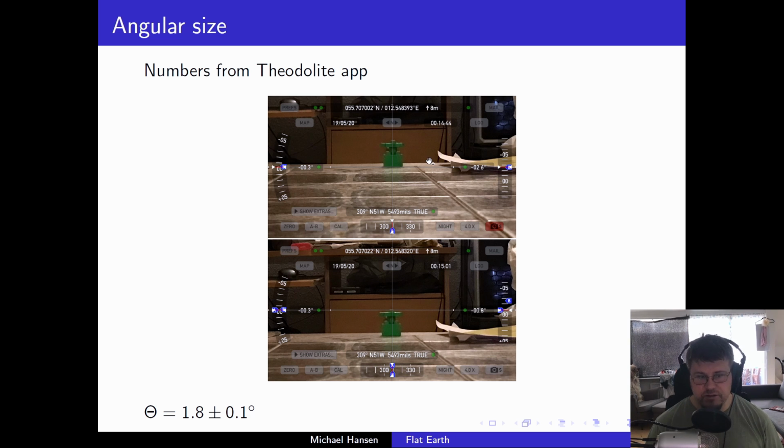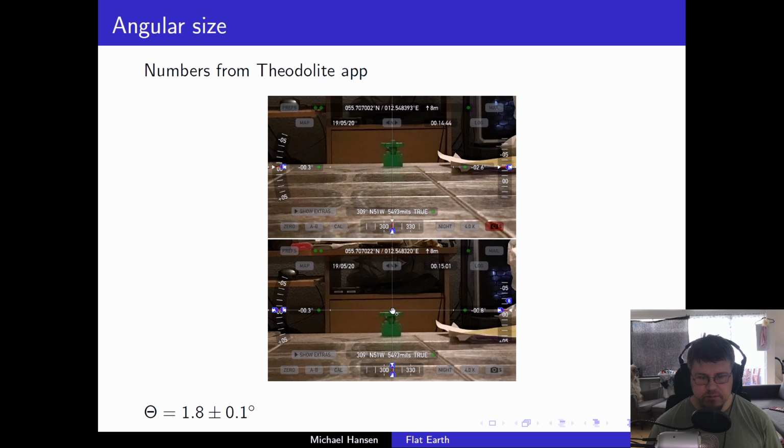But what it can also do is tell me what the angular size of an object is. By doing that, and I can't show you exactly how I did it, because I can't take a picture of that exact moment. But what you do is point it to the bottom, press the AB here, and then select, well, in this case I selected the B.